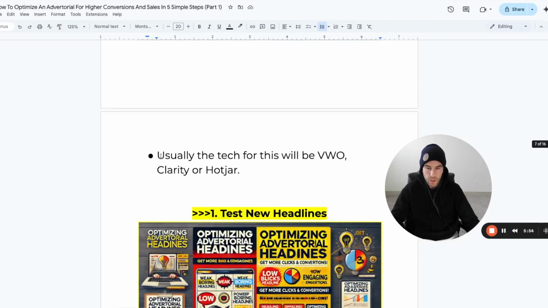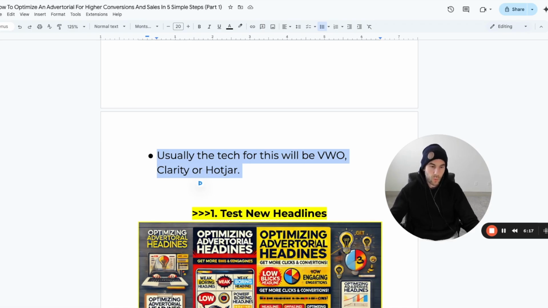Usually the tech for this is going to be a few different programs. There's one named VWO, there's one named Clarity, and then another one named Hotjar. You can use any one of these three options, but you want to have at least one of them on your page so you know where the clicks are, where the drop-off is, and where people are going on the page that you need to be able to go ahead and fix.